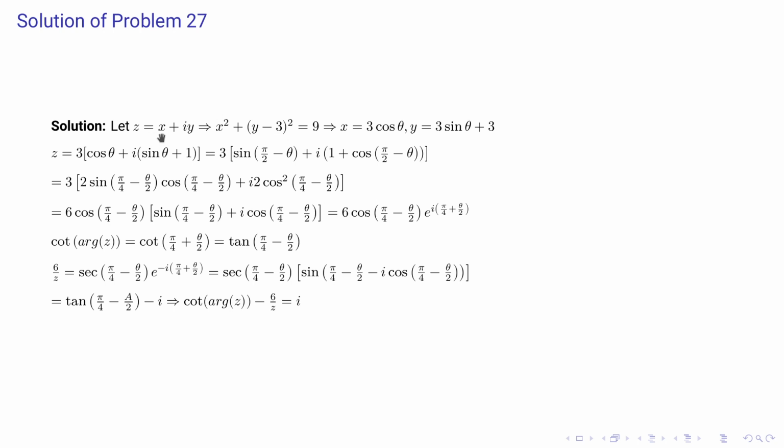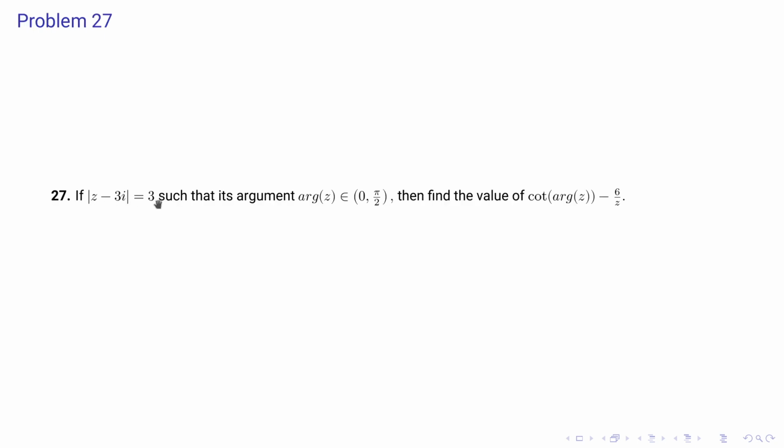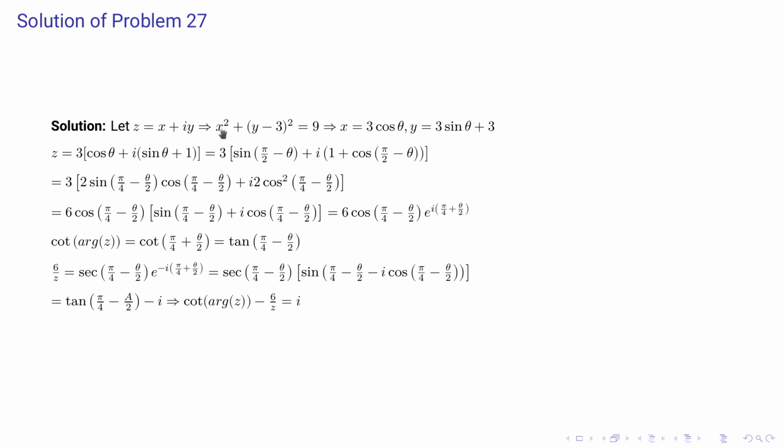So our given z is x plus iy. So you can see that this is equal to 3. So that implies that z minus 3i will become x plus i(y minus 3). We take the modulus square, that is x square plus (y minus 3) whole square is equal to 9. Now if you observe this, then x will be equal to 3 cos theta and y will be 3 sin theta plus 3. So if you put these values, you will get 3 square cos square theta plus 3 square sin square theta, which will be equal to 9.